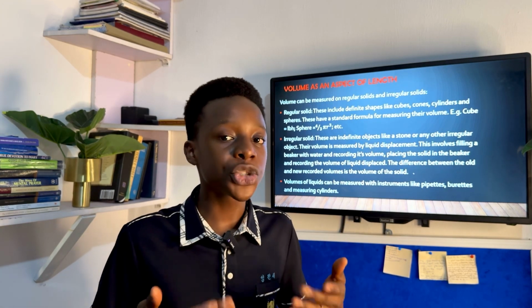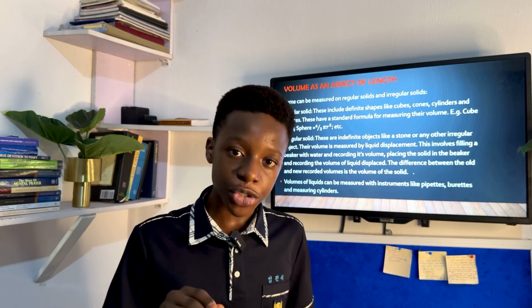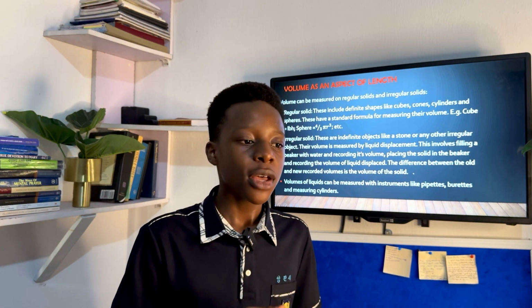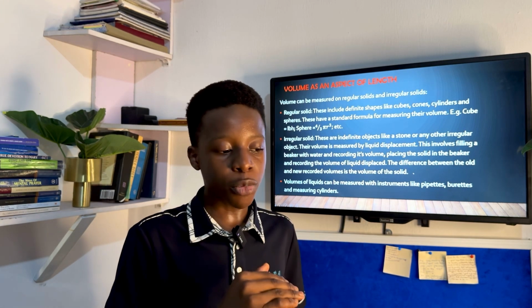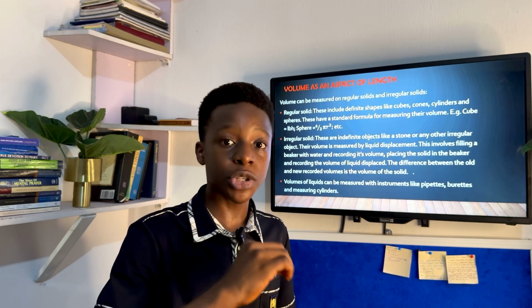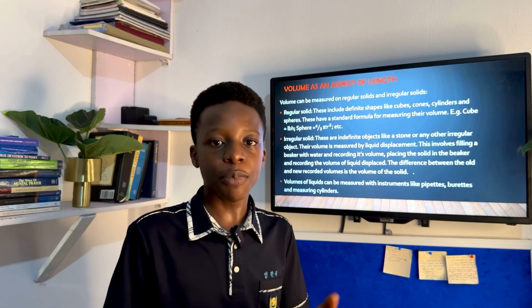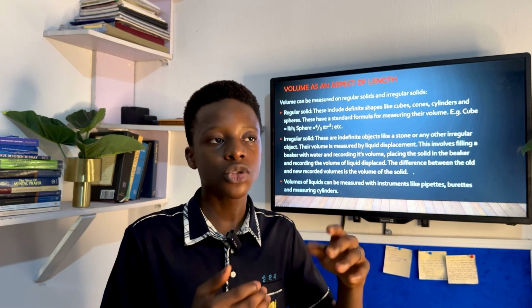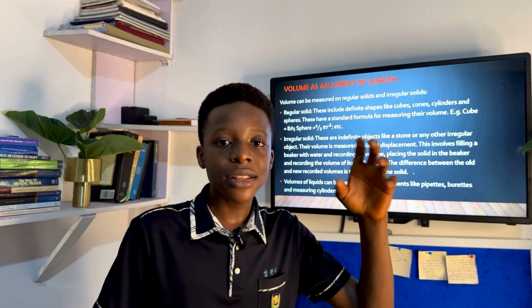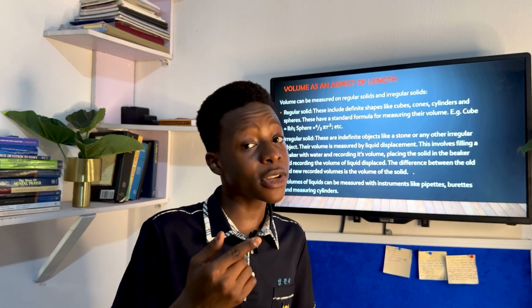and of course the water would rise to a certain extent. Then you measure the rise of the water. That is, you measure the volume of the water displaced. You measure the new volume. So let's say you brought a beaker and filled up water to like 20 centimeter cubed, and then you added the irregular solid and it rose to 40 centimeter cubed.